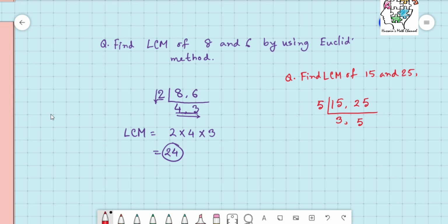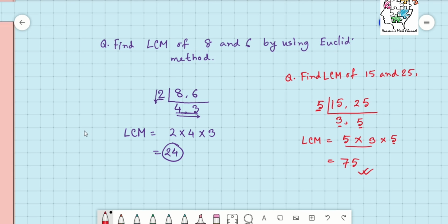So we have to choose a number by which we can divide both given numbers. So the LCM will be, in this case, we multiply this 5, times this 3, and times this 5. So 3 fives are 15, 15 fives are 75. So the answer will be 75. I hope you understand very well.